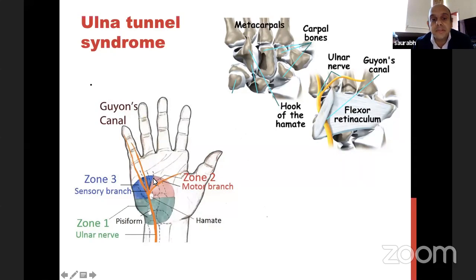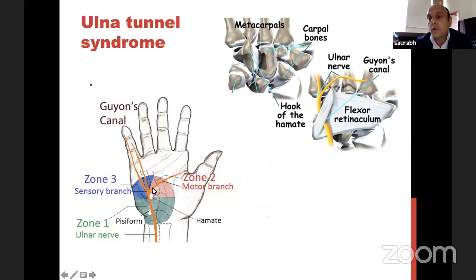Important thing here is for the motor branch, because remember the hypothenar muscles are, as we saw, abductor digiti minimi, flexor digiti minimi, and opponens digiti minimi. And then this motor branch goes through the opponens digiti minimi arch. So this is where in the arch it can get compressed. So this is further distal to Guyon's canal.